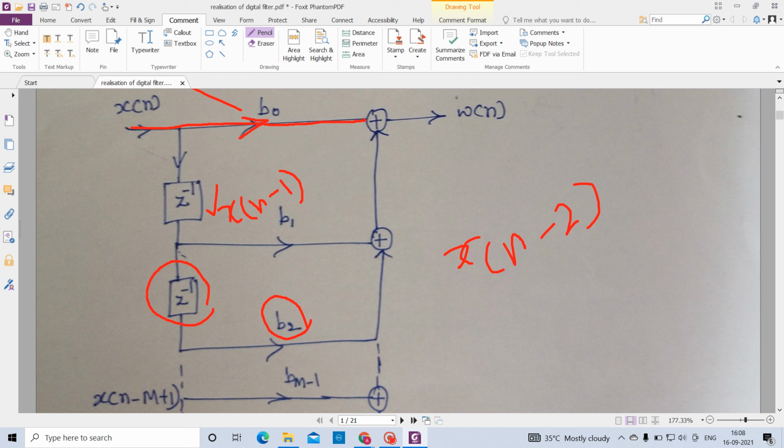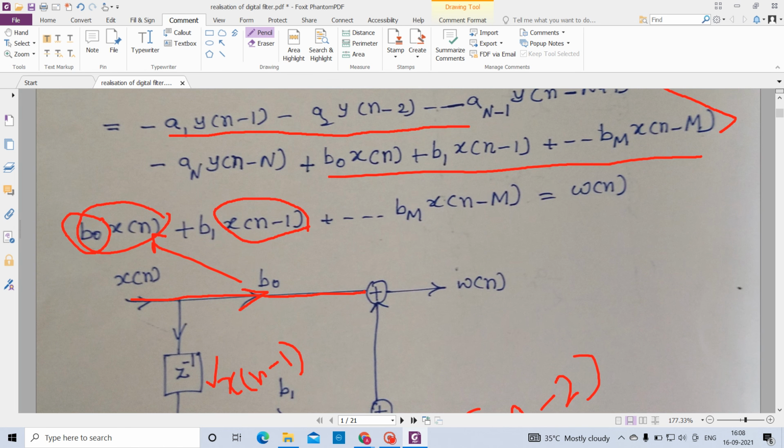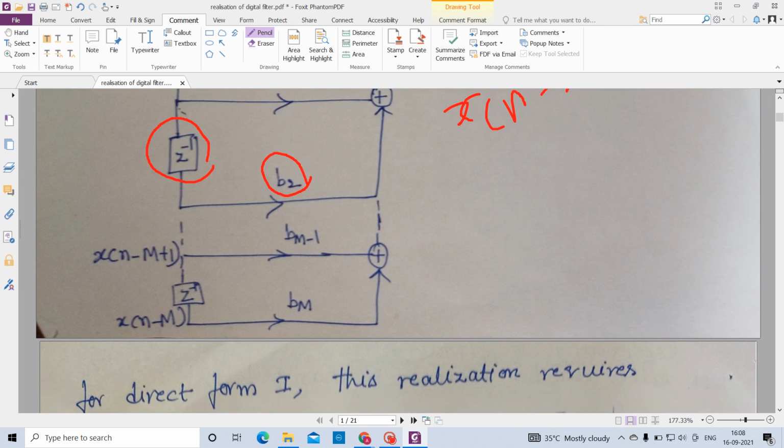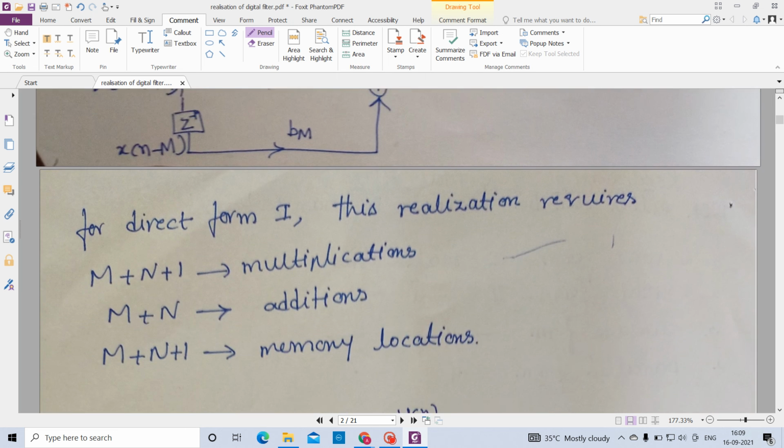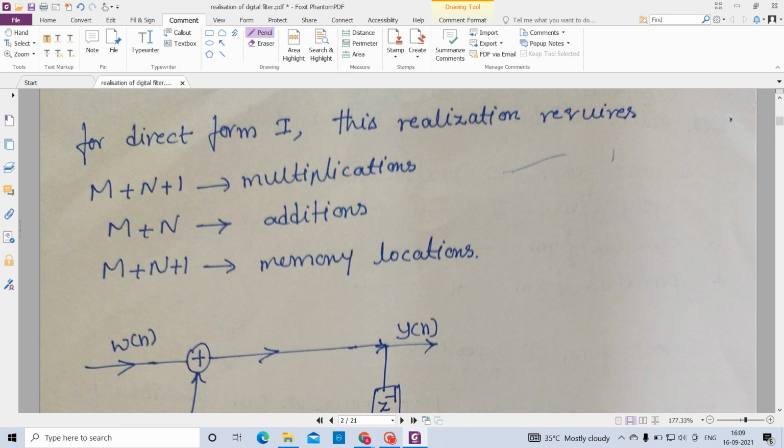So we are getting this equation. The output is omega n, right? Then we have the second part of the equation, the a coefficient equation, and we will see that structure. This is a direct form 1 structure. Before that, we will see how many multiplications and additions are required for the direct form 1 structure.